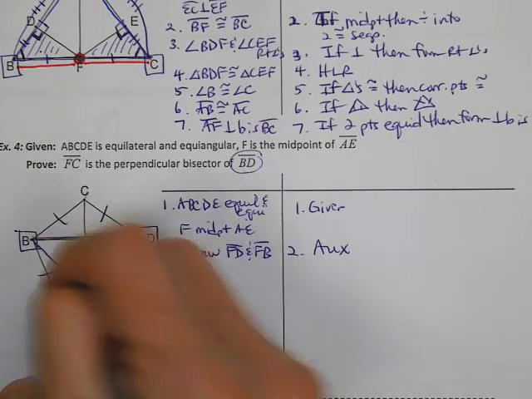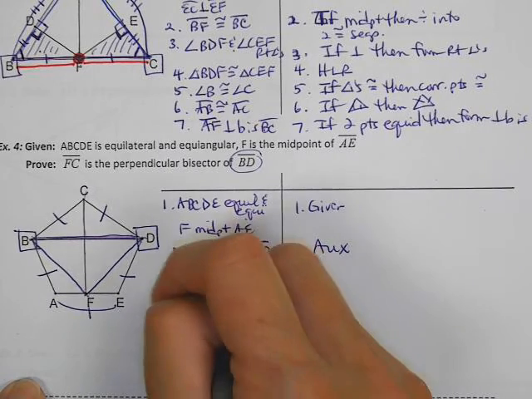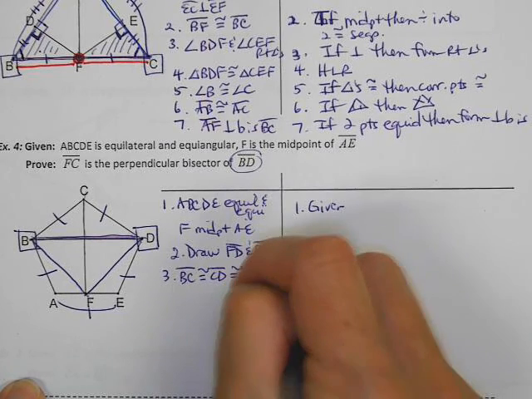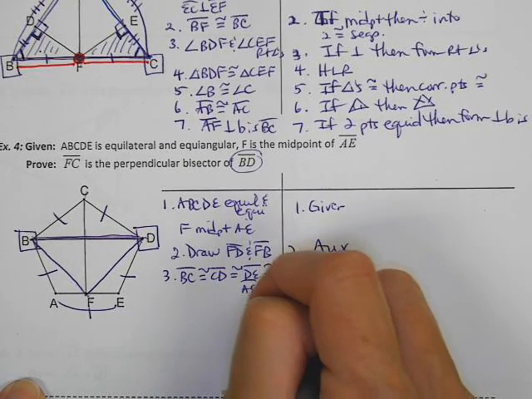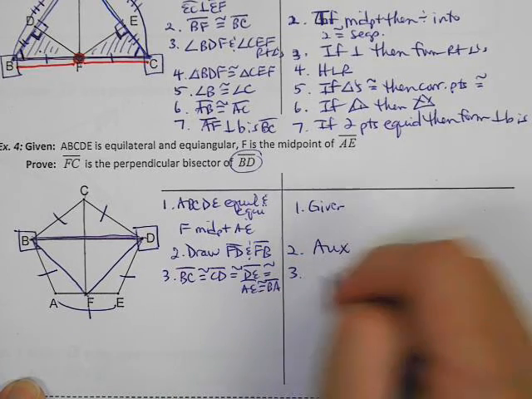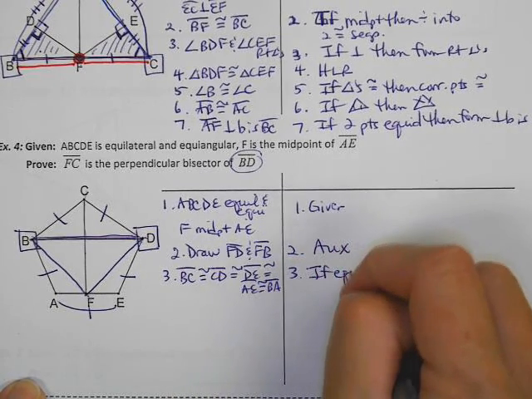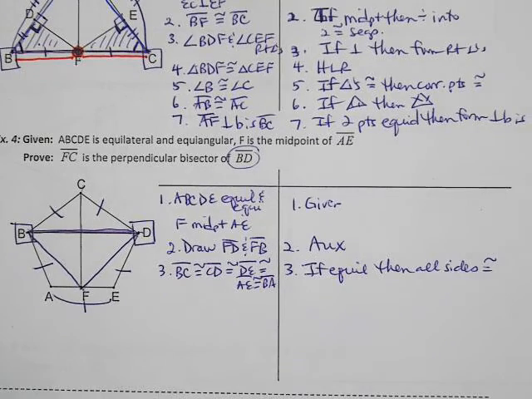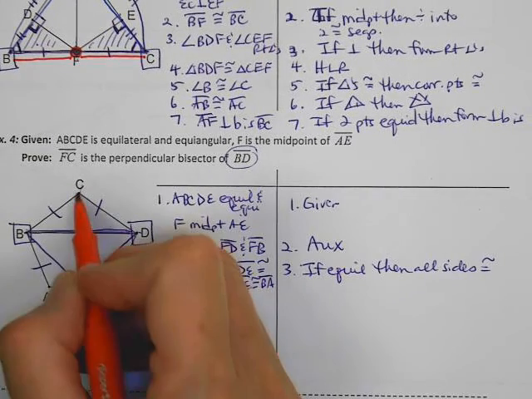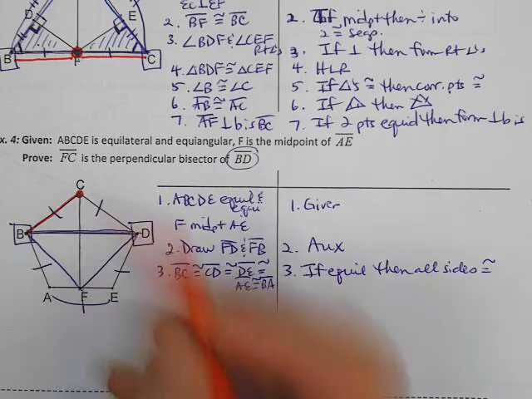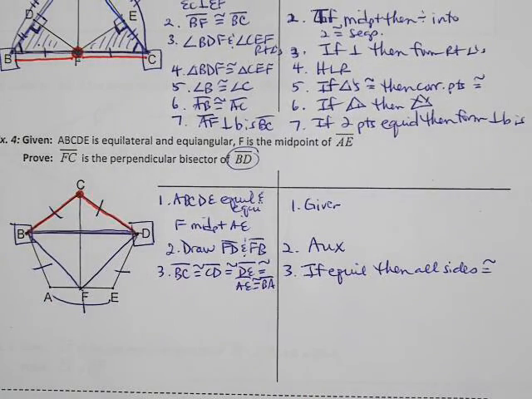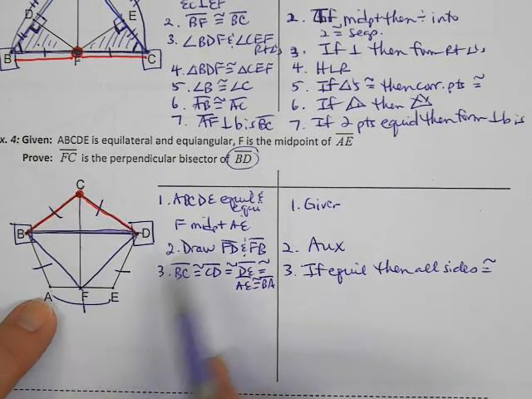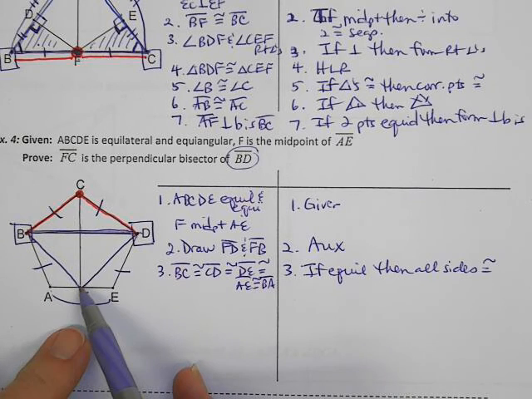Equilateral gets all of these congruent. So let's say that. BC congruent to CD, congruent to DE, congruent to AE, congruent to BA. If equilateral, then all sides congruent. Well, I immediately think I'm in great shape because that gives me point C equidistant from B and D because those two are congruent. Doesn't help me with A because A to B is not the same as A to D, right? Nor does it help me with E, but I'm coming back to F.